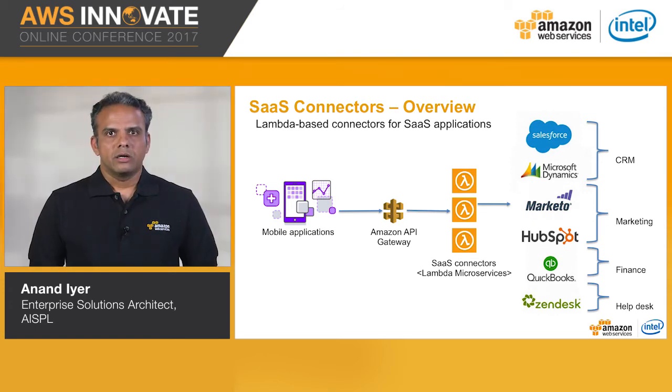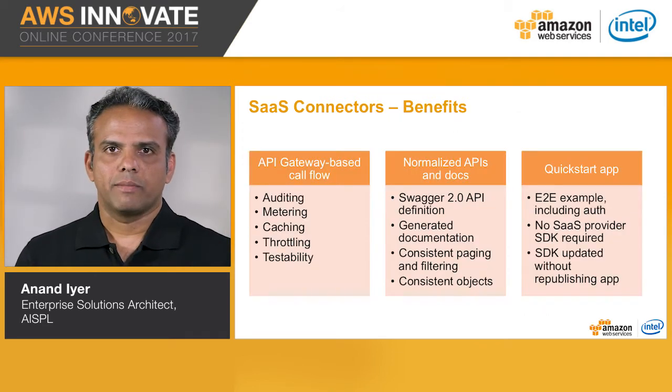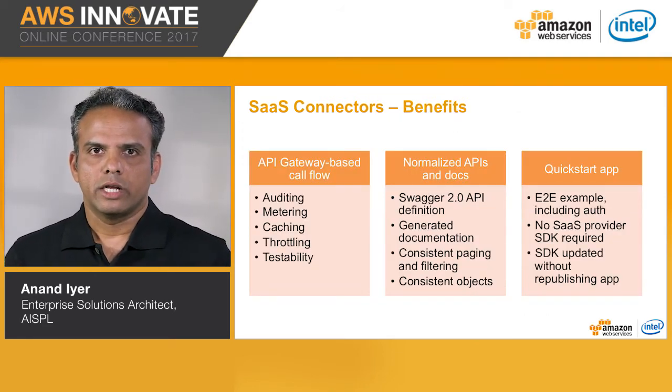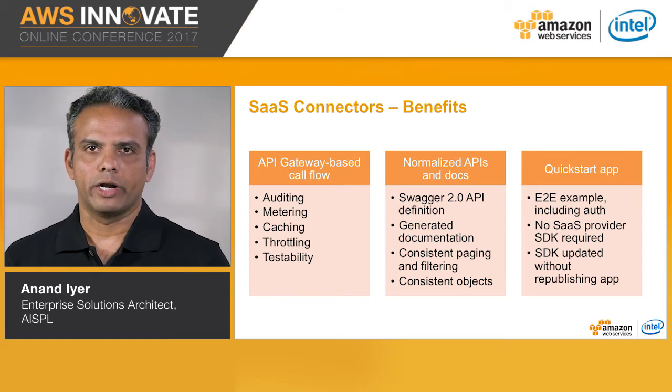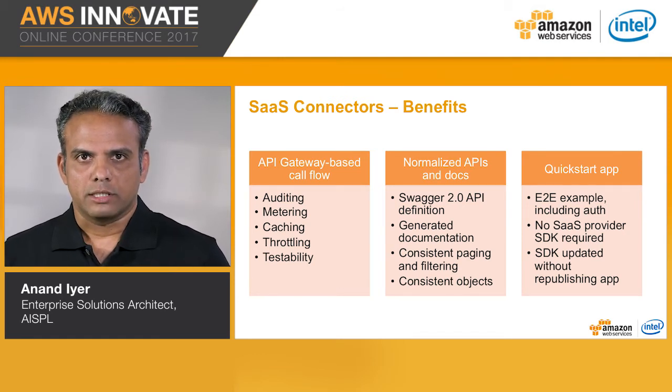Each SaaS connector runs as an AWS Lambda microservice and is exposed as a REST API through Amazon API Gateway. You can integrate your applications with SaaS connectors using the REST API directly or via iOS and Android SDKs that are generated by the Mobile Hub. Accessing the SaaS application data through a connector gives your mobile app a central point for auditing and metering all calls, enabling caching and throttling and performance testing.